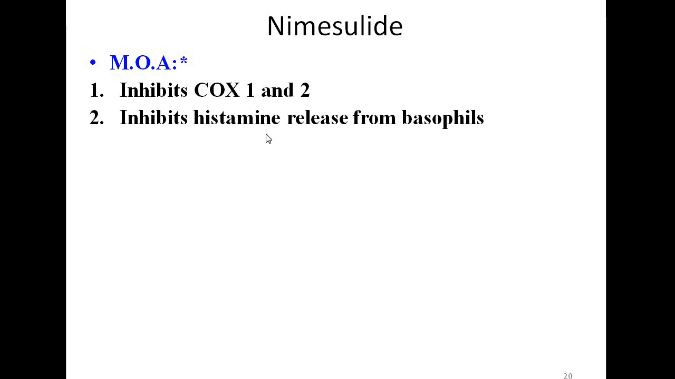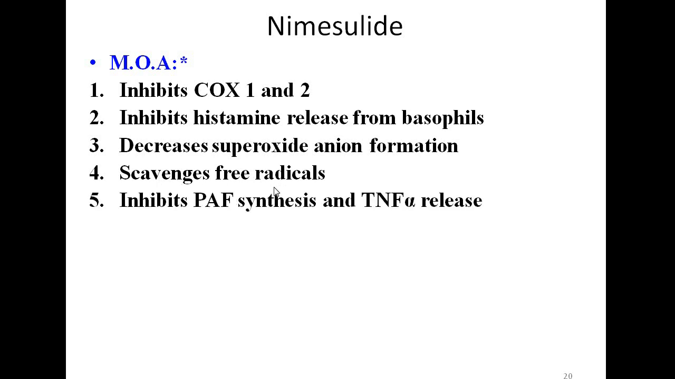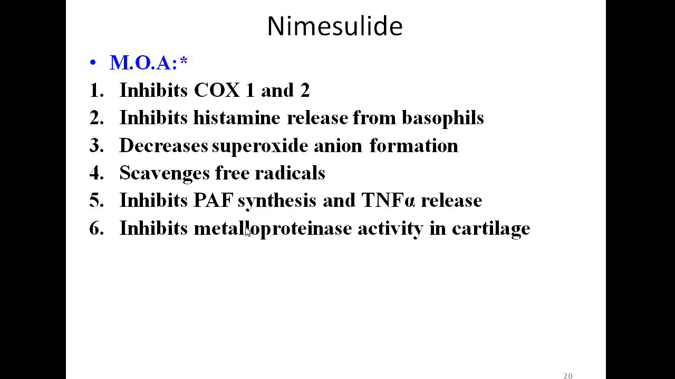Nimesulide is a frequently appearing 5-mark question because it has multiple mechanisms of action. One, it inhibits cyclooxygenase 1 and cyclooxygenase 2. It is similar to aspirin in this respect. Nimesulide inhibits histamine release from basophils and decreases superoxide anion formation. Nimesulide scavenges free radicals at the site of inflammation and inhibits platelet activating factor synthesis and the release of tumor necrosis factor alpha. Also inhibits metalloproteinase activity in the cartilage.